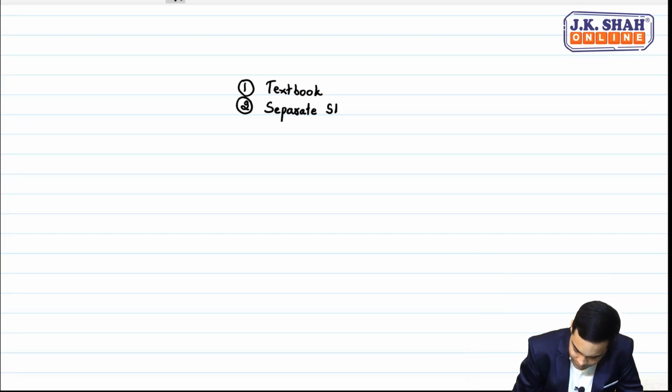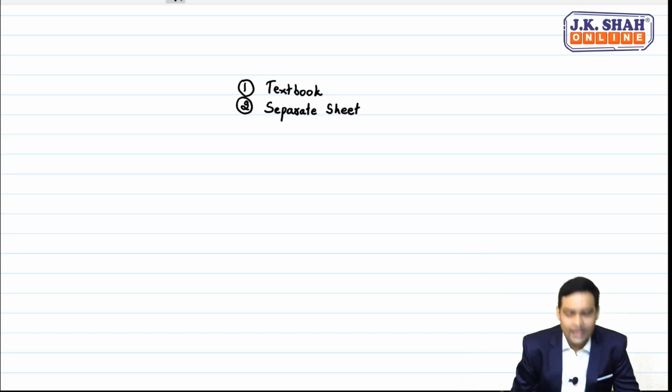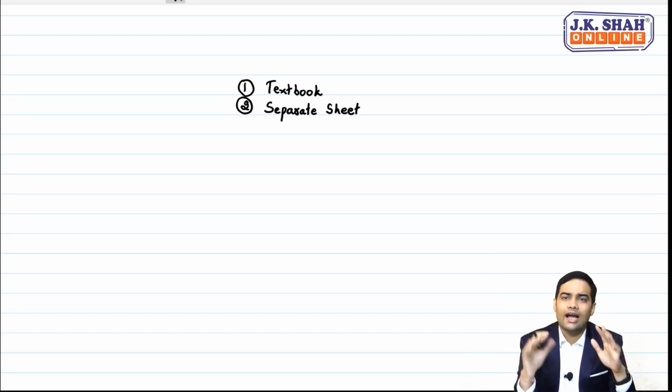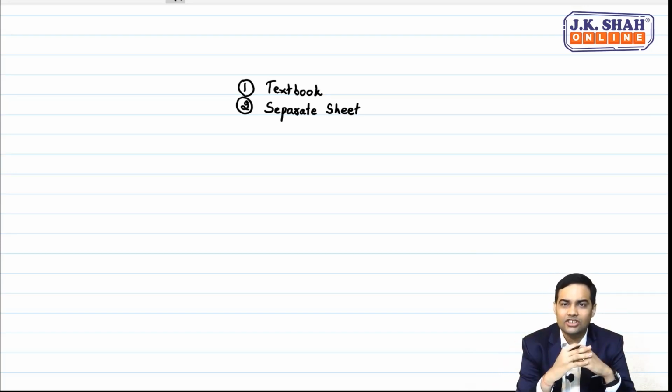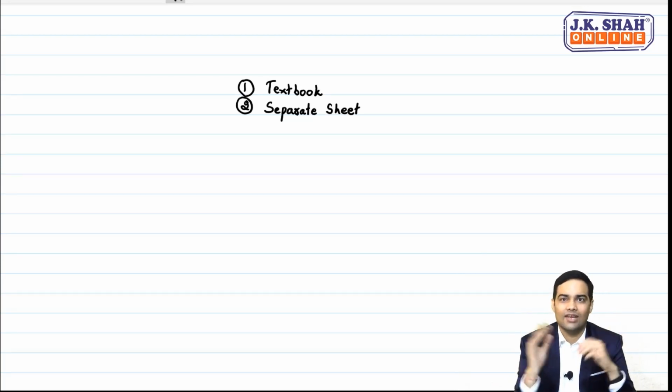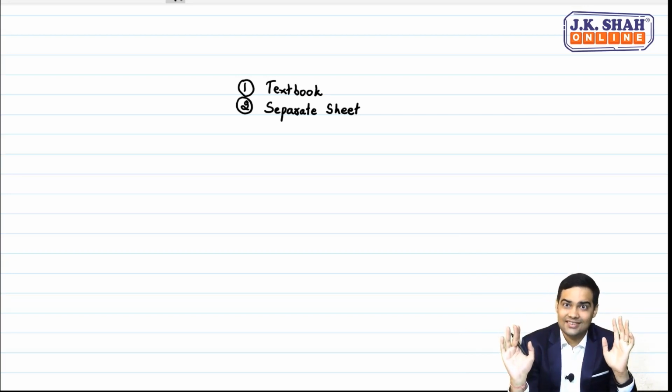Now these two, that is pages from the textbook and that separate amendment sheet, both clubbed together, one PDF is available to you. I request you to first take the printout of that and only then proceed watching this.